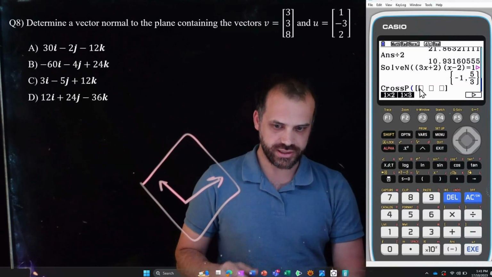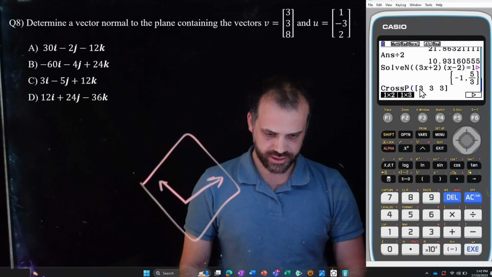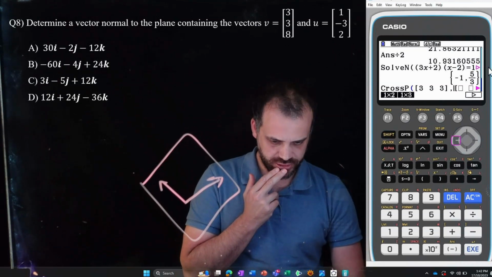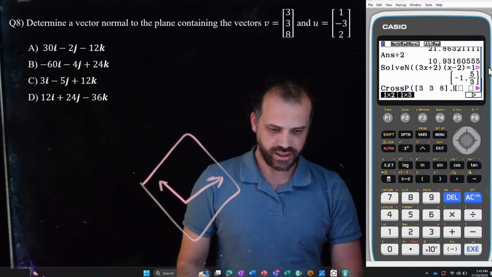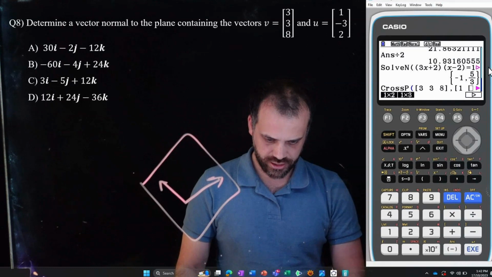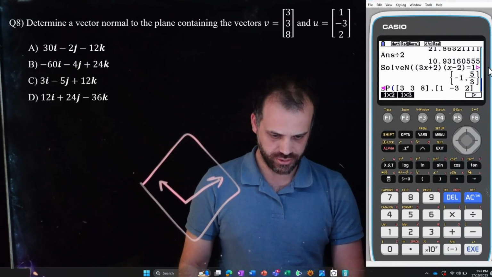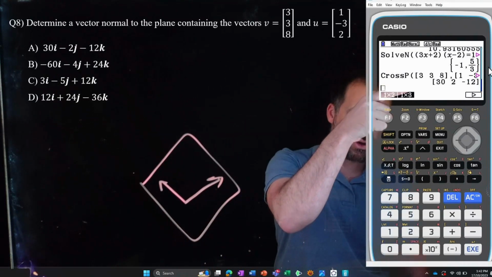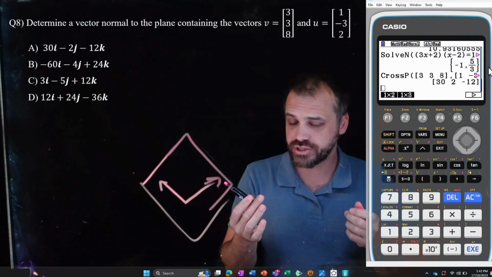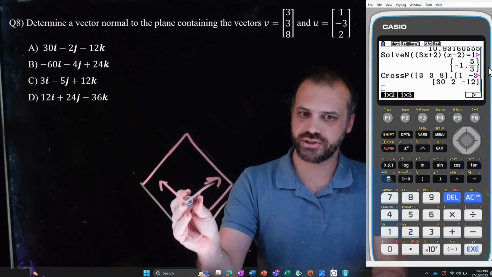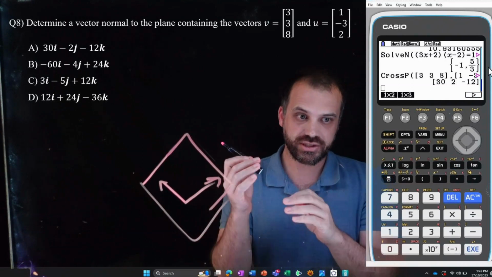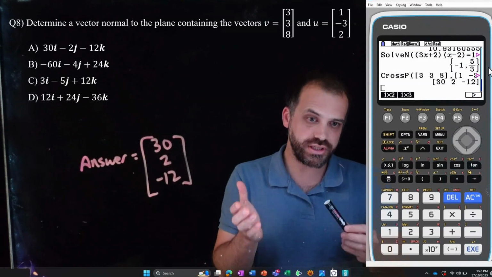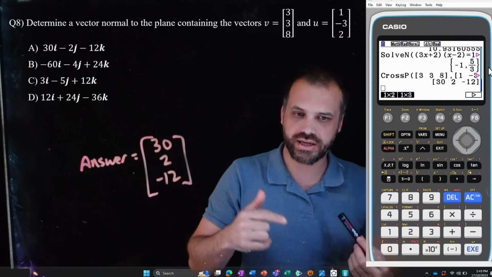So it needs to look like this: 3, 3, 8, and then a comma, and then another one of those. Oh wait, did I just type 3, 3, 3? 3, 3, 8, and then another one of those, and the other one is 1, negative 3, 2. And close that up. All right, and that is my answer: 32, negative 12. So what have I just found? I found this vector that's normal to the plane, and it's 32, negative 12. So there's my answer, 32, negative 12, 30i 2j, negative 12k.